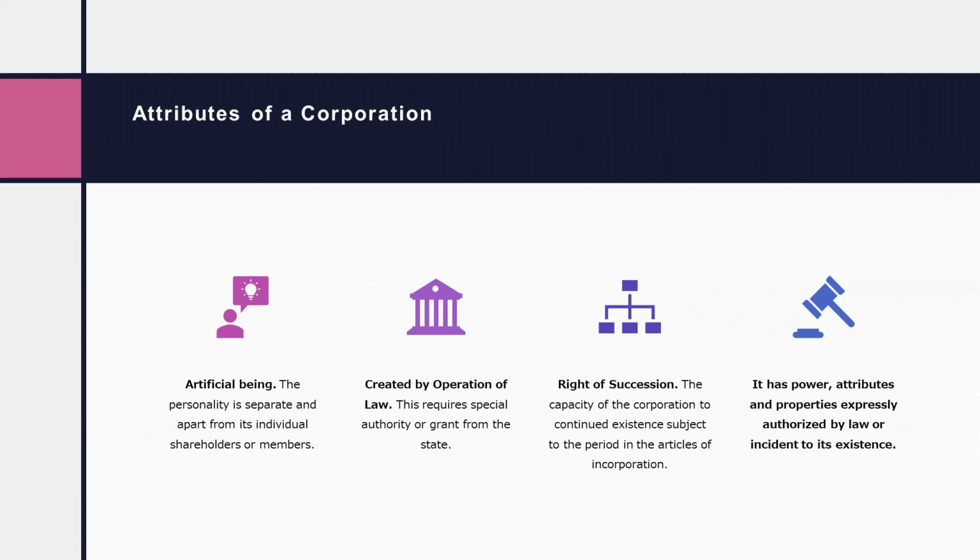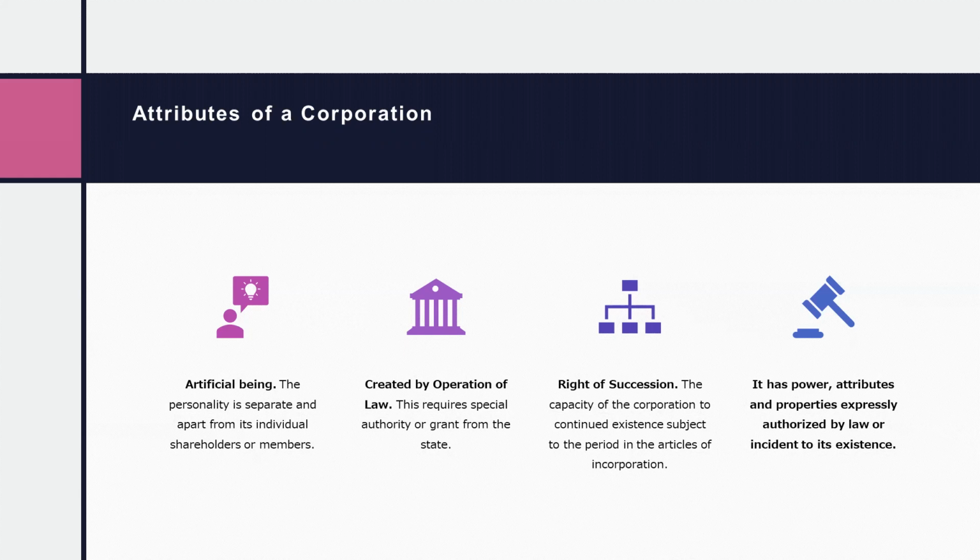Another is the right of succession. This is the capacity of the corporation to continue its existence, subject to the period in the articles of incorporation. Right of succession means that the ownership of the corporation, which is in the form of shares, can be transferred from one person to other persons without affecting the operations of the corporation.